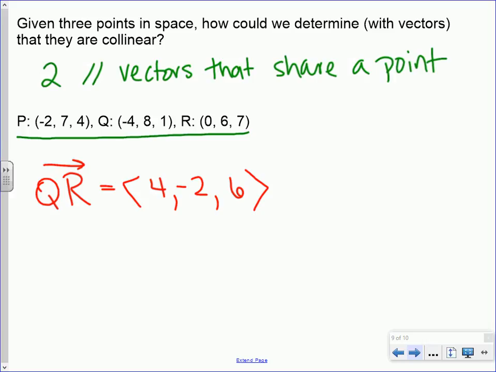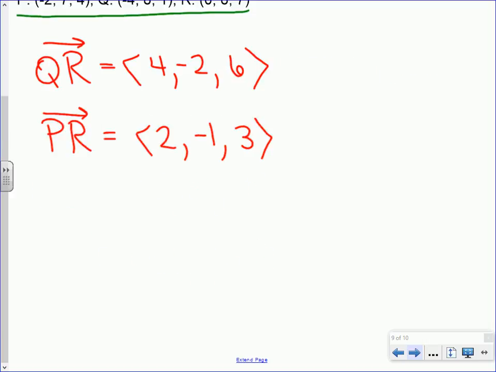Nicole, what other vector would you like? PR. Remember, there is no wrong answer. So the vector PR, terminal minus initial, we have 0 minus -2, 6 minus 7, and 7 minus 4. What's true about these two vectors? Okay, they are scalar multiples of each other.